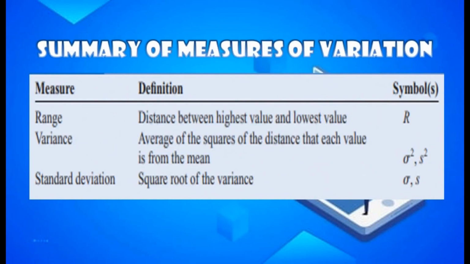Summary of measures of variation. So we have here the measure, the definition, and the corresponding symbol. For the measure, we have range, variance, and standard deviation, where a range is the distance between the highest value and the lowest value, and the corresponding symbol is R. Variance is the average of the squares of the distance that each value is from the mean. We use the symbol sigma squared or S squared. Standard deviation is the square root of the variance, and the corresponding symbol is sigma or S.